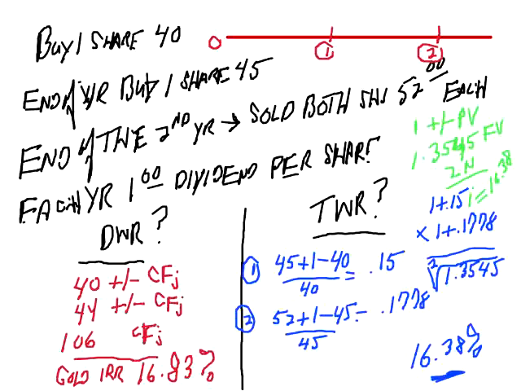You don't add the 2 together on time rate of return. It's 1 plus return times 1 plus. You got 2 different time periods. So it's 1 plus 0.15, which is 1.15, times 1.1778.